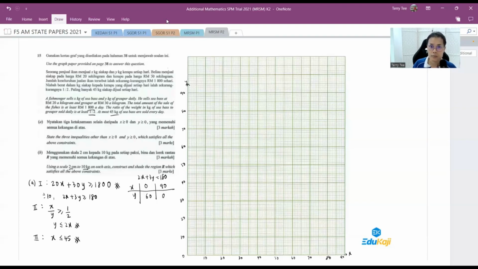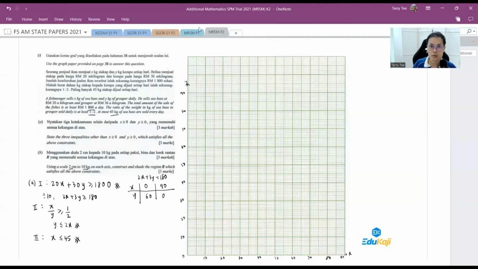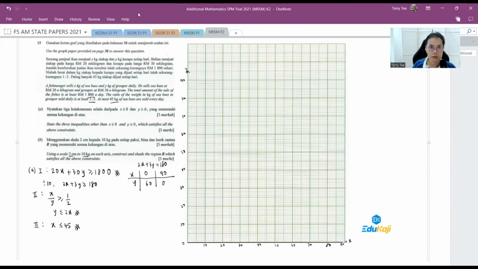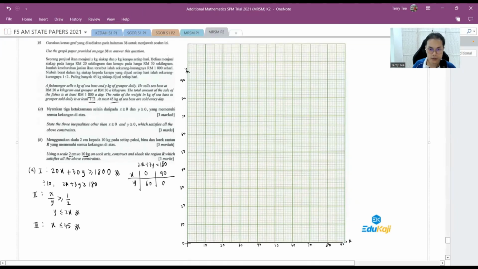That's your y-axis. Okay, let me use my ruler here to draw the horizontal axis here, a bit higher. Let me just adjust it. Okay, and then continue with another vertical axis.